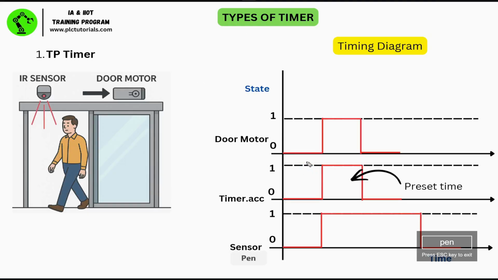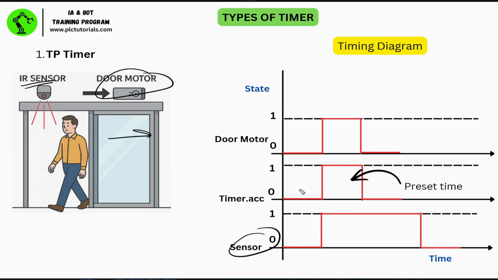So let's start with this TP timer. For that, I have considered a simple application here. I have an IR sensor mounted at the entry of this gate, and I operate this sliding gate using this electric motor. When this sensor gets true, the timer starts, and at the same time it will turn on the output, which is the motor, and this output will turn on for a particular time period.